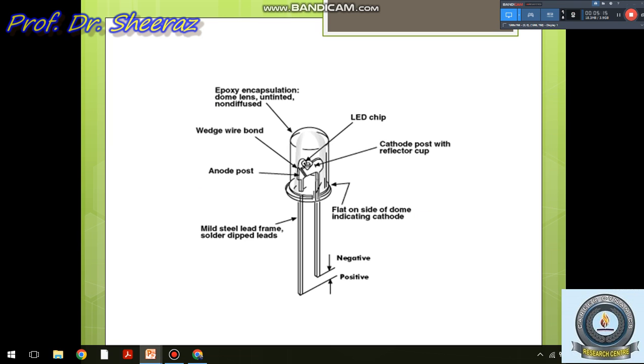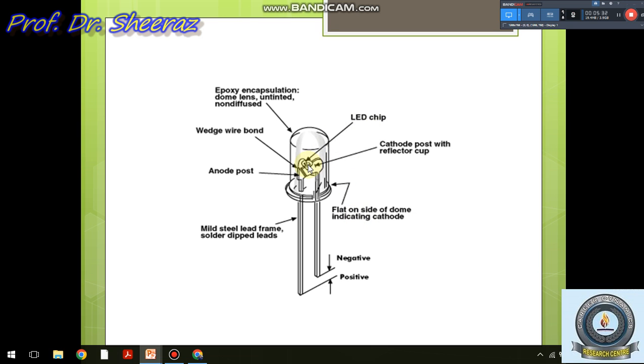So this is the diagram for an LED. As I have told you, the smaller lead is the negative terminal, the longer one is the positive terminal. The mild steel lead frame has solder-dipped leads, and this flat side of the dome indicates the cathode.